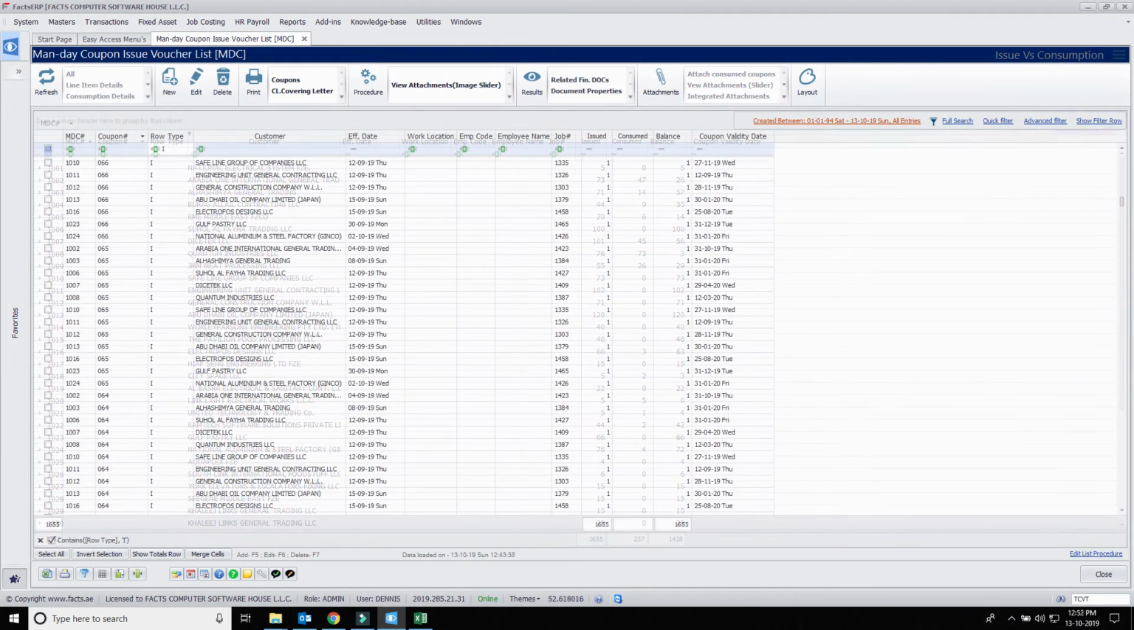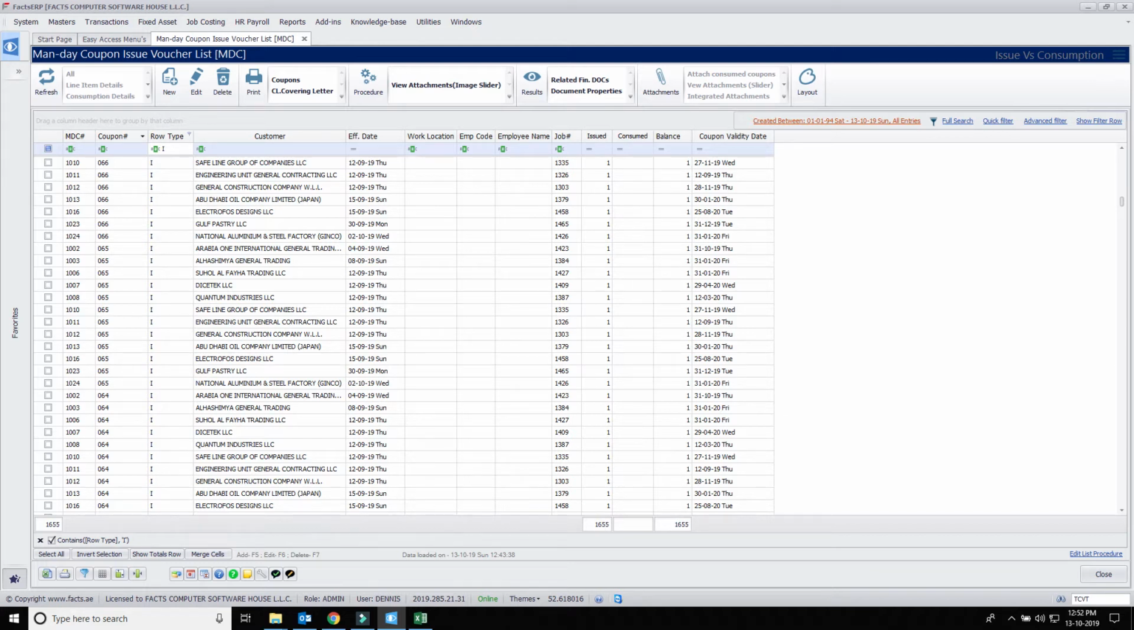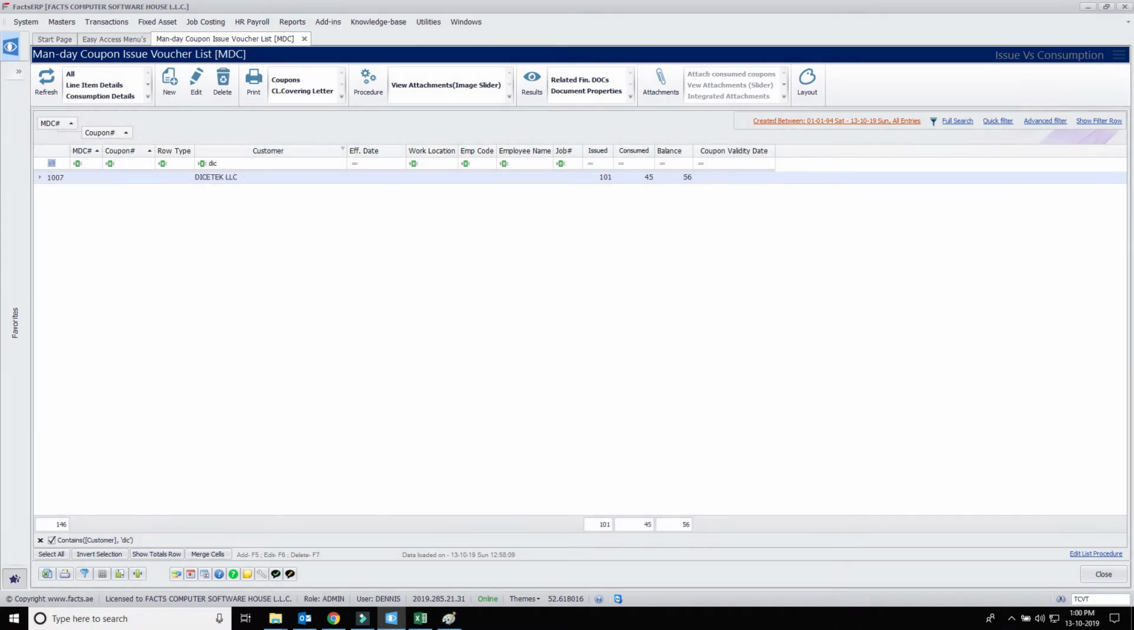And then I have a row type here, which is issuance or consumption. When I say I for issue, I can see 1655 coupons are already issued. I can see the customer name, effective date, work location. This is not very important, but now let me show you a very practical case. I am grouping by the issue number, and I can also group by the coupon number.